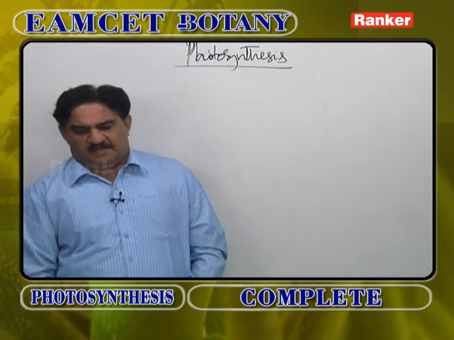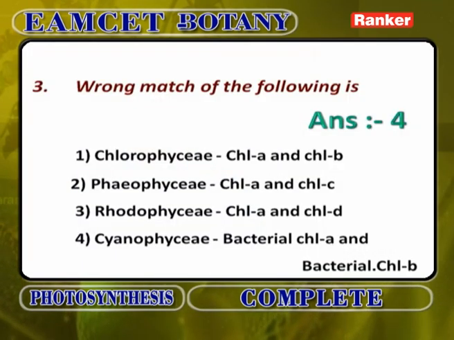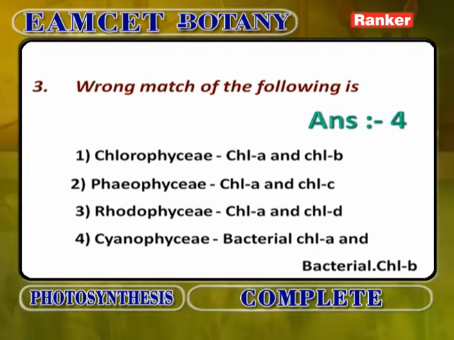Phaeophyceae show chlorophyll A and chlorophyll C. Chlorophyll A will be the reaction center for any photosynthesis. Chlorophyll A and chlorophyll C. Rhodophyceae contain chlorophyll A and chlorophyll D, which is correct.